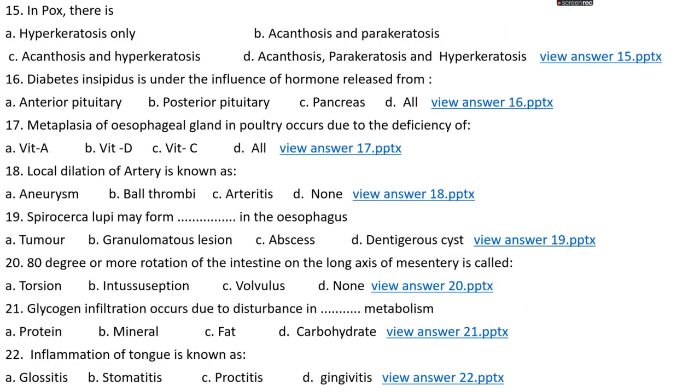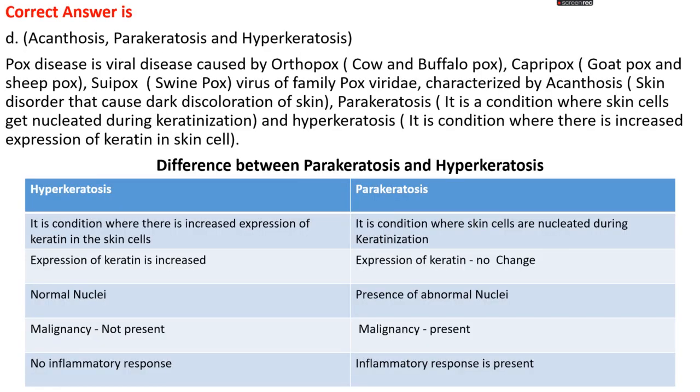Question number 15. In pox, there is option A, hyperkeratosis only, option B, acanthosis and parakeratosis, option C, acanthosis and hyperkeratosis, option D, acanthosis, parakeratosis, and hyperkeratosis. The right answer is option D, that is acanthosis, parakeratosis, and hyperkeratosis.